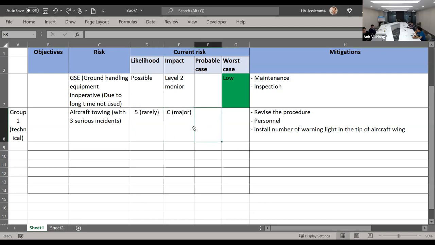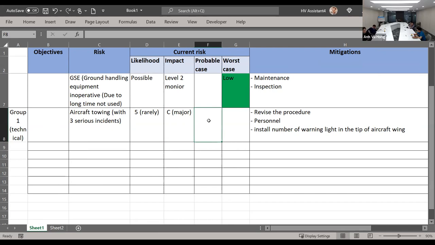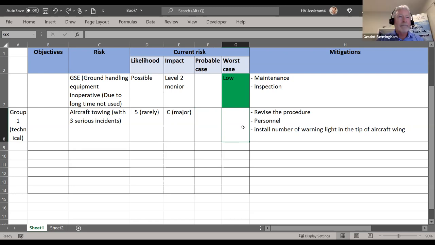Yes, and major. But my question was, the use of the word intolerable, and in fact the use of the word rare, suggests that some people are using a different matrix to what's in slide pack two. Yes, because we normalize our own risk management, so we have different levels with different names.